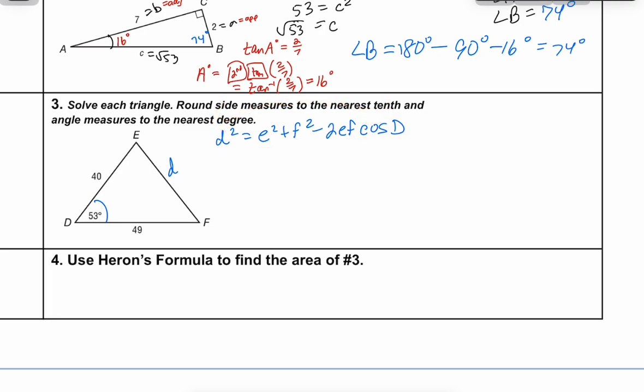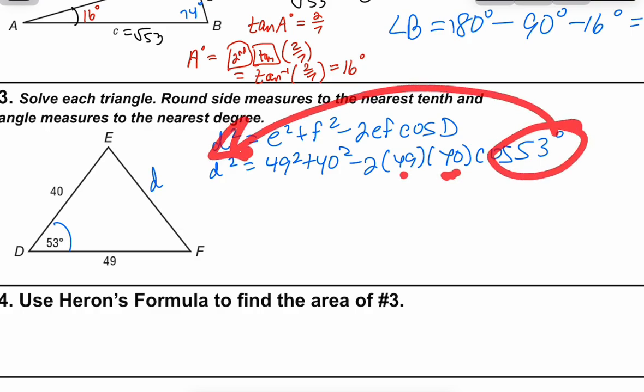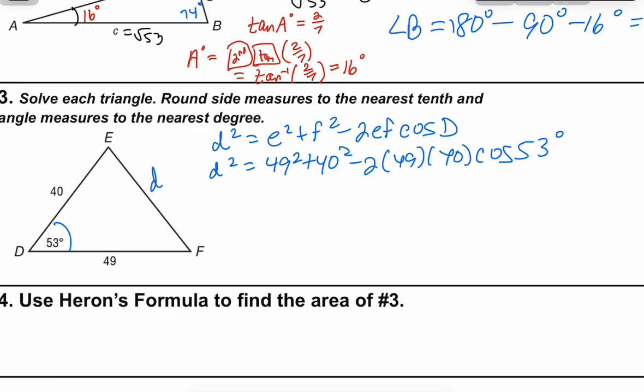Okay, so let's fill in the values. D squared is 49 squared plus 40 squared minus 2 times 49 times 40 times the cosine of 53 degrees. Let me talk you through it one more time. These two are the other sides, E and F. E and F appear by the 2. This should always be the angle across from whatever side you start with.